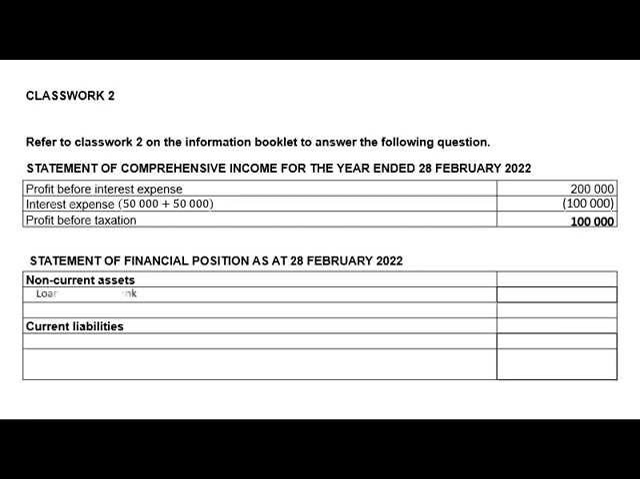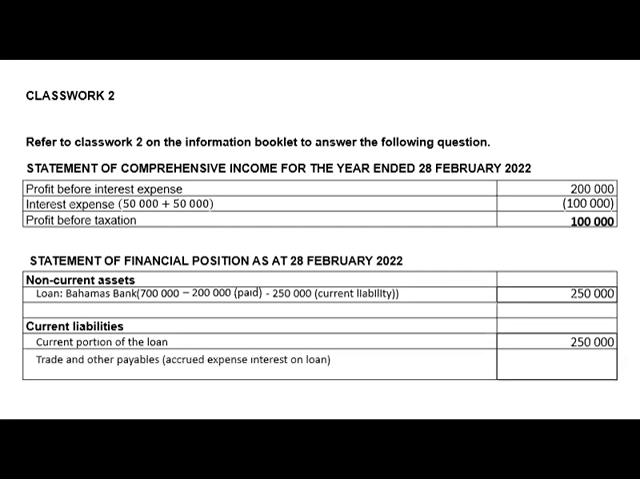Your loan to Bahamas Bank, note that at the end of the year, we were owing Bahamas Bank 500,000, okay? I will actually just start with that 500,000 and minus the 250 because the 250 is the current portion of that 500,000, which is the same as taking 700,000 minus 200,000. So the 250 will go under the current portion of the loan, and then put your accrued expense, which is interest on loan, and that will be 50,000, and that's it. You're done.